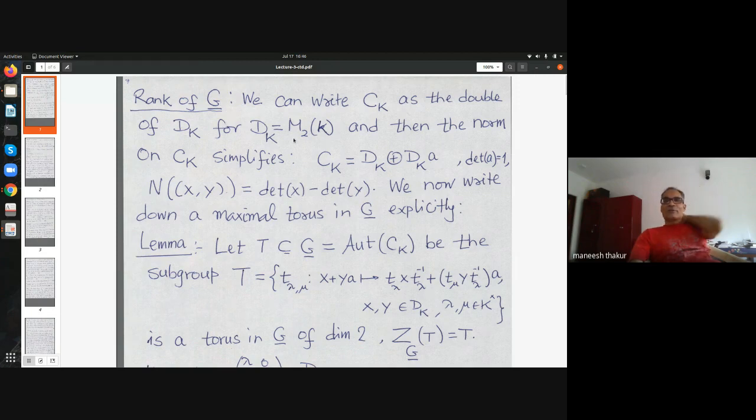So for that, what we do is we write the octonion algebra over K. We see it as a double of D. So over K, D becomes a 2 by 2 matrix algebra. So I can think of it as M2(K) by conjugating by a suitable automorphism. I can assume D_K is actually equal to M2(K).